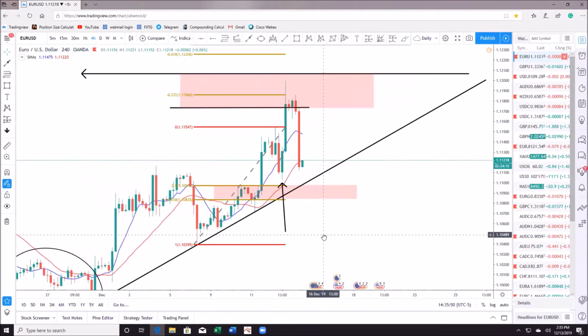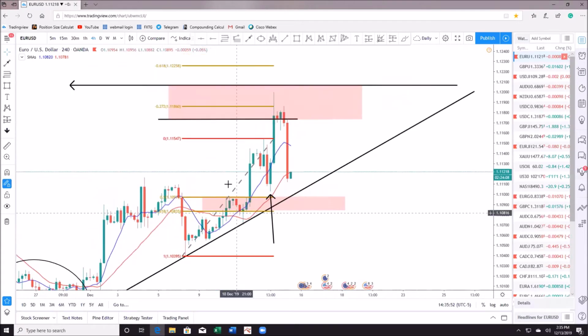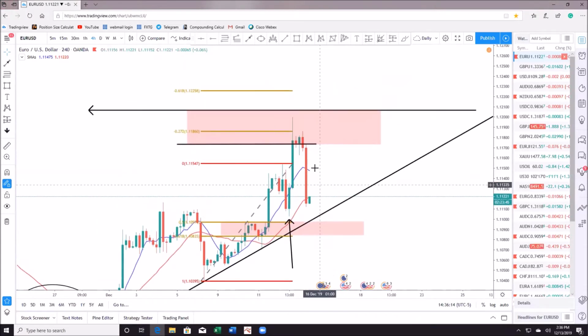But my analysis yesterday was I wanted to see price come back into this level here between the 50 and the 618 level, which is this zone. However, when price hit this level and rejected while it was showing the pin bar, it was enough because we have this support level right here.